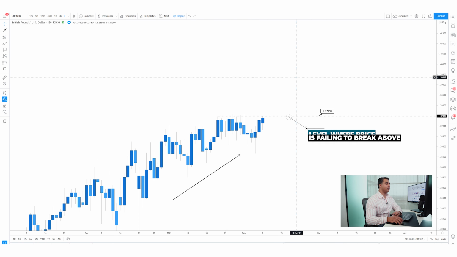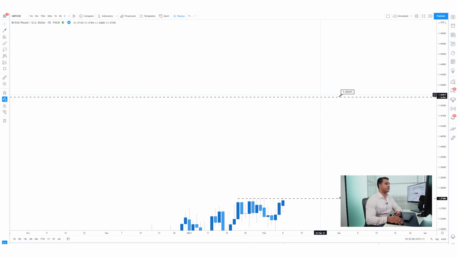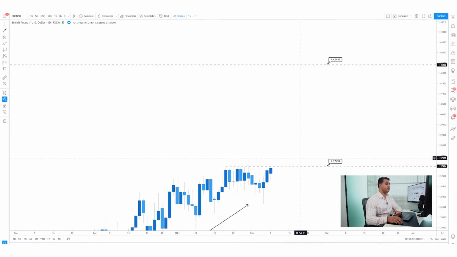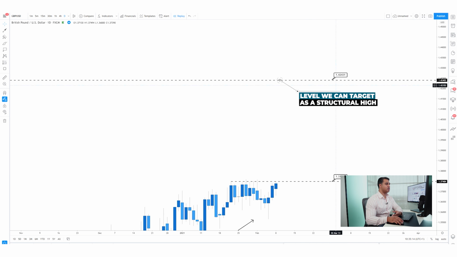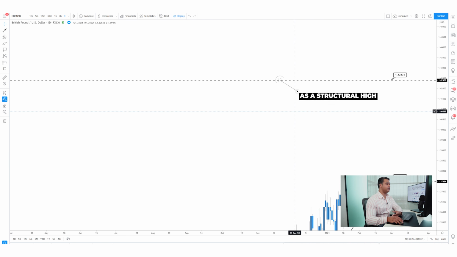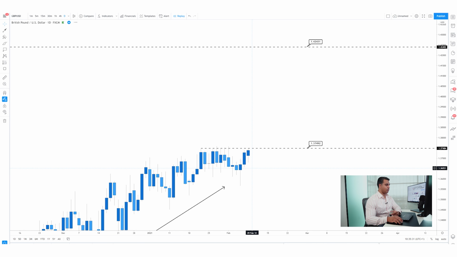We have a level in the market where price is failing to break above, which is around 37.49. And you'll just have to follow me here. We have a key level in the market where if the market is trending up and we do finally break above these levels, we can target a structural high around 42.43. But this is our example.